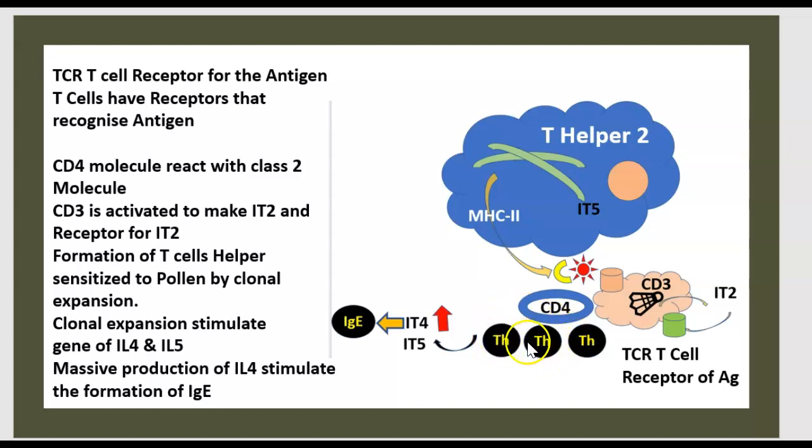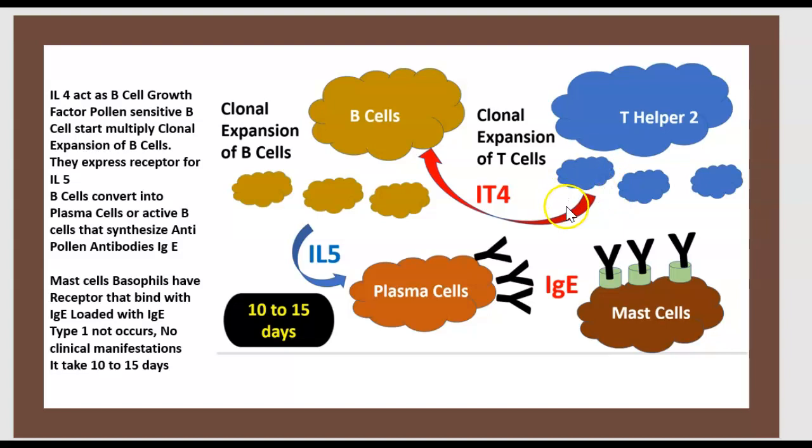This clone expansion lead to the formation of interleukin-5 and interleukin-4. Interleukin-5 increase massively and produce immunoglobulin E. Interleukin-4 act in B cells to produce a clonal expansion of B cells. The clonal expansion of B cells lead to the formation of interleukin-5. Interleukin-5 act in plasma cells to produce a huge amount of IgE. Plasma cells and mast cells produce a huge amount of immunoglobulin E during a period of 10 to 12 days.